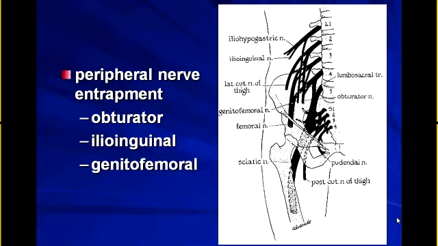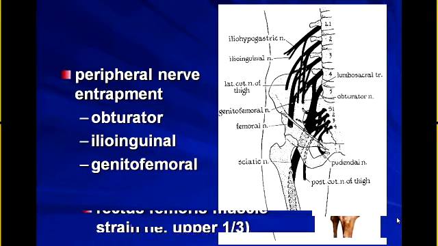The ilioinguinal nerve is one that can sometimes be caught up in scar tissue from abdominal surgery, or tight pants across the area. So the symptoms in peripheral nerve entrapments often include burning pain, they may have sensory loss, and they may have motor weakness depending on their function.